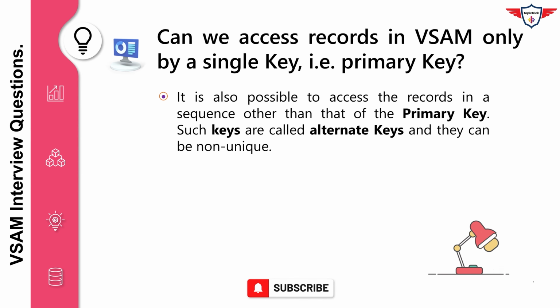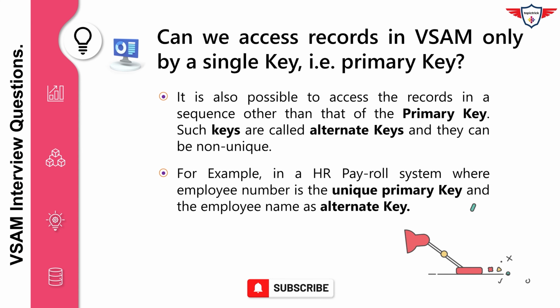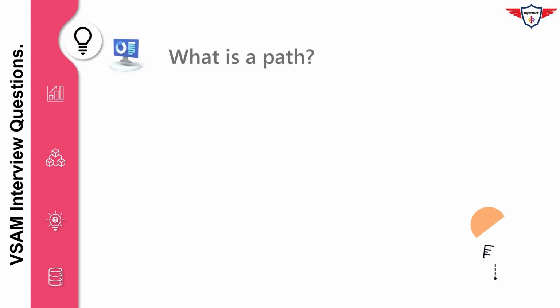It is also possible to access the records in a sequence other than that of the primary key. Such keys are called alternate keys, and they can be non-unique. For example, in a HR payroll system where employee number is the unique primary key, and the employee name as alternate key. What is a path?